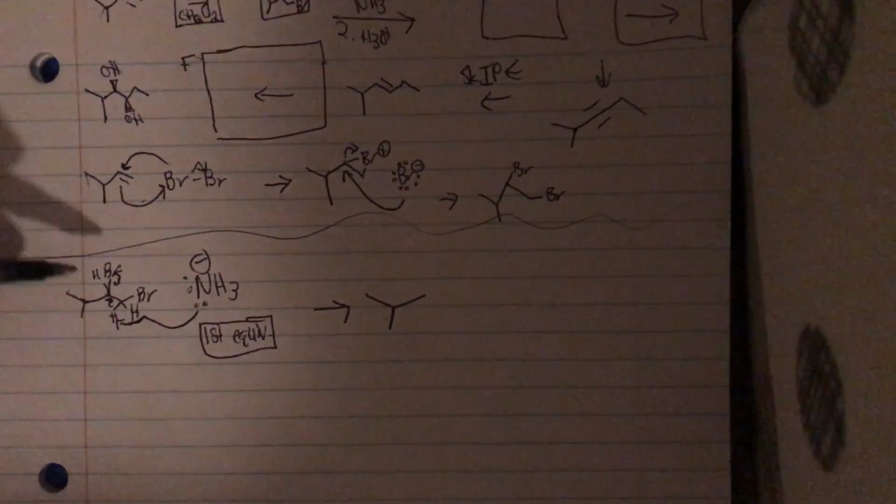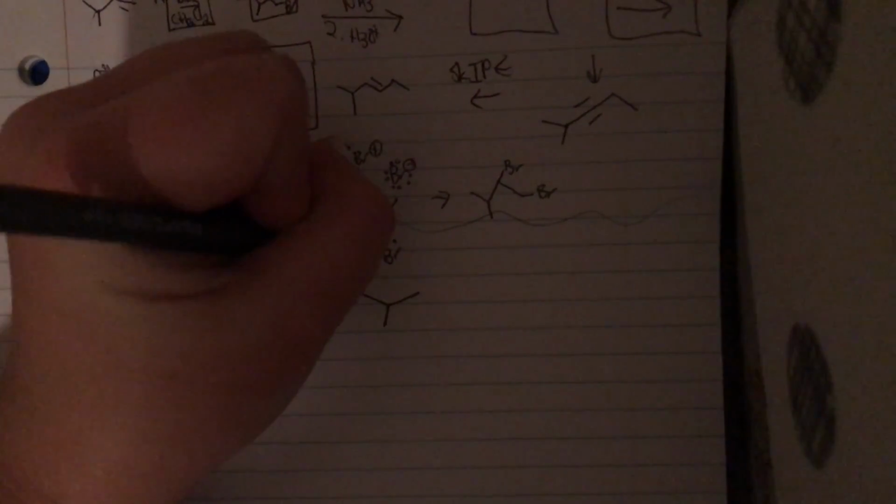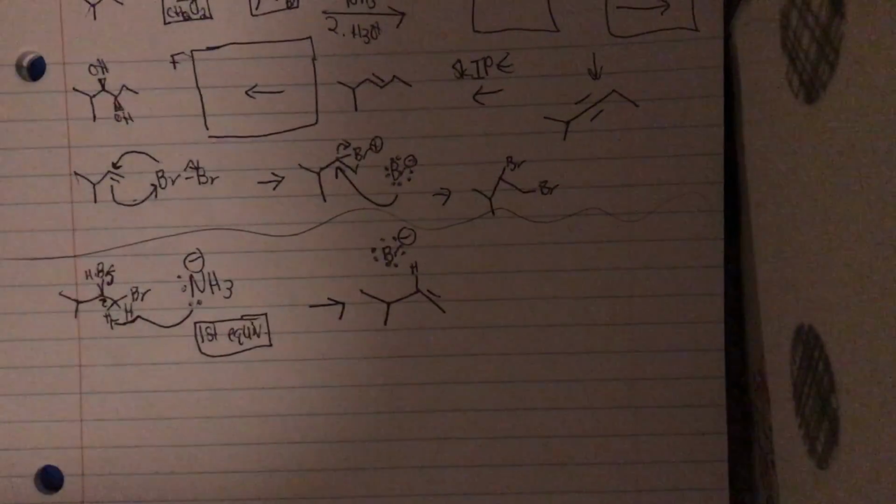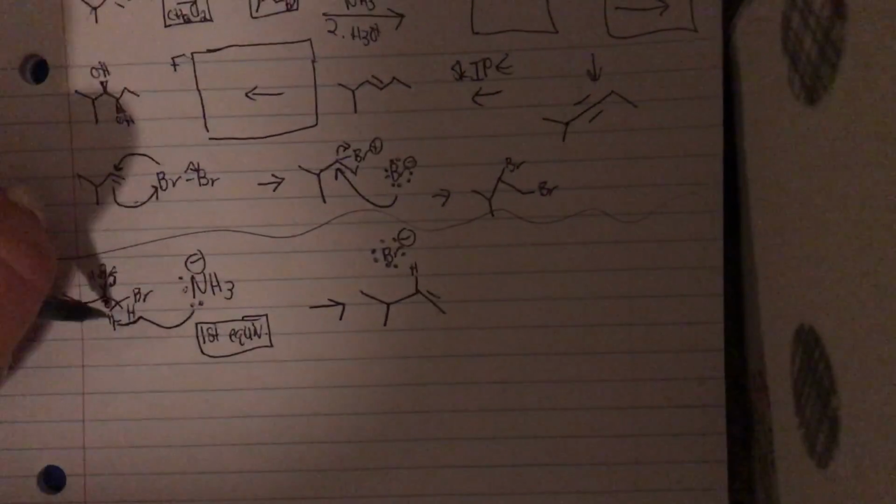And then, so let's think about what just happened. So, this bromine group left. So, it's like spectating. I'll show it. There's still a hydrogen here. And now we have a double bond. This hydrogen went to go make the double bond, so it's gone.